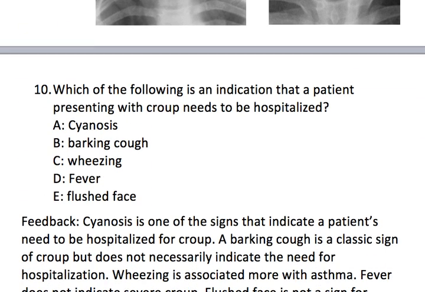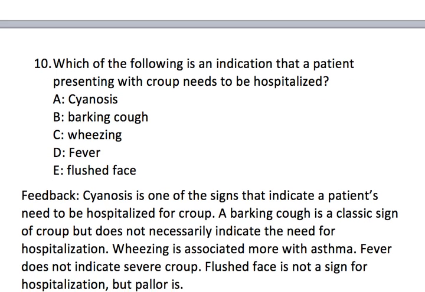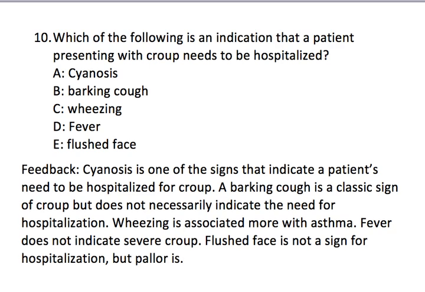And then which of the following is an indication that a patient presenting with croup needs to be hospitalized? Definitely if they're cyanotic, then that's a sign that they need to be hospitalized. A barking cough, wheezing, or a fever aren't necessarily indicative of hospitalization. Obviously, if it's a very, very high fever, you're going to want to help someone out, which may involve hospitalizing them, at least checking them for a couple hours if in the urgent care or the ER.